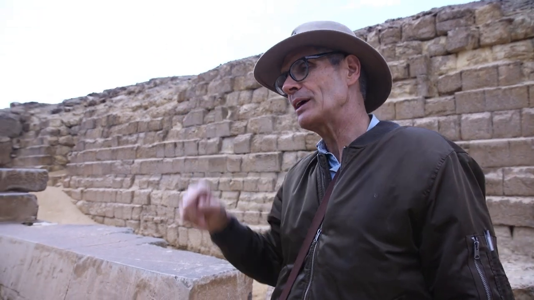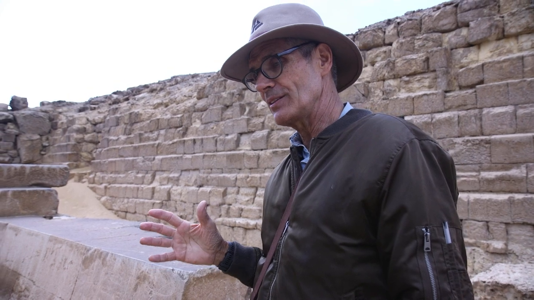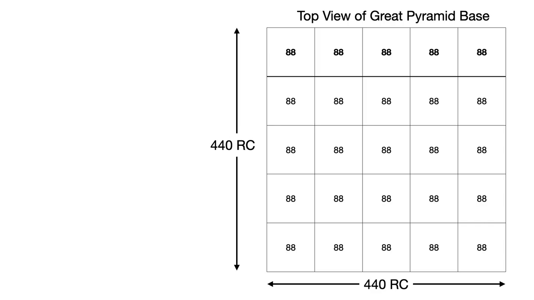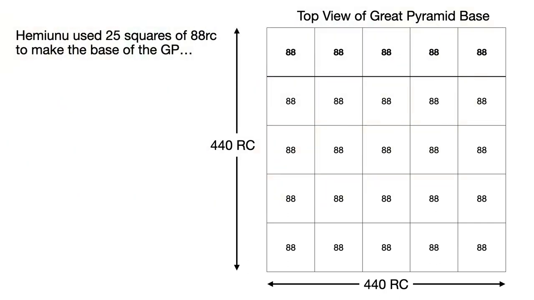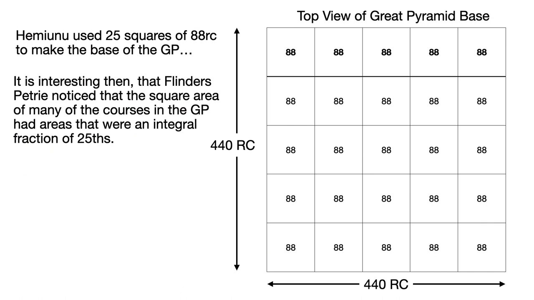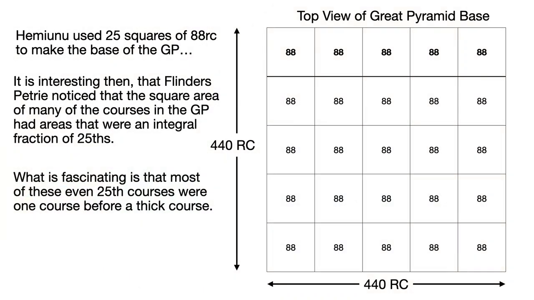The Great Pyramid was built, according to Petrie, indicating in a totally separate way from the muons from scanned pyramids, in an architectural hint way. Here's a top view, a plan view, and you can see that it's made up of 25 squares of 88 royal cubits. Hemiunu used that to make the base of the Great Pyramid. Flinders Petrie, the father of Egyptology, noticed that the square area of many of the courses above this base had an integral fraction of 25ths of the area. Most of these even 25th fractions of the area of the base were one course before a thick course, because the Great Pyramid is layered with many small courses, then a big course, then many small courses, then a big course. So these even 25th fractional areas of the base seem to indicate these large courses.